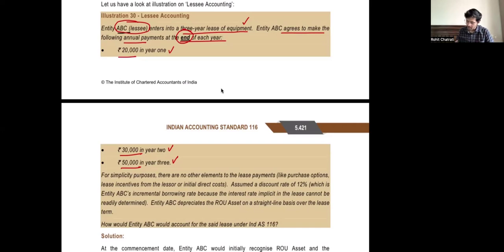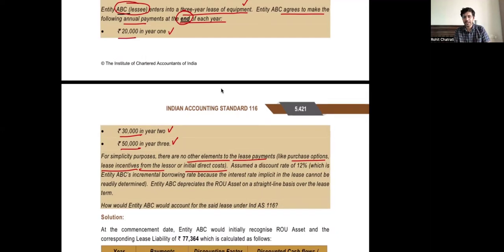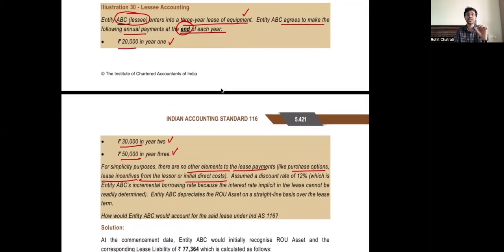For simplicity purposes, there are no other elements to lease payments like purchase options, lease incentives from lessor, or initial direct costs. We'll actually look at these examples further in detail, but I'm at least explaining what they mean. What the question is clarifying is that at the end of the 3-year lease period, ABC does not have an option to purchase the asset. That is what the question is clarifying.